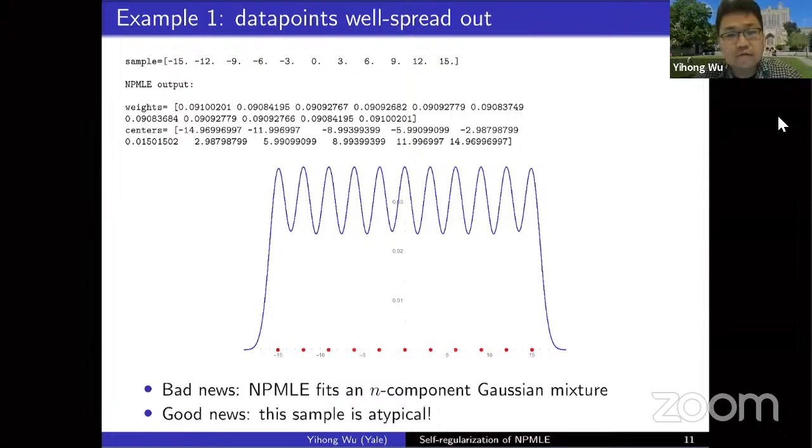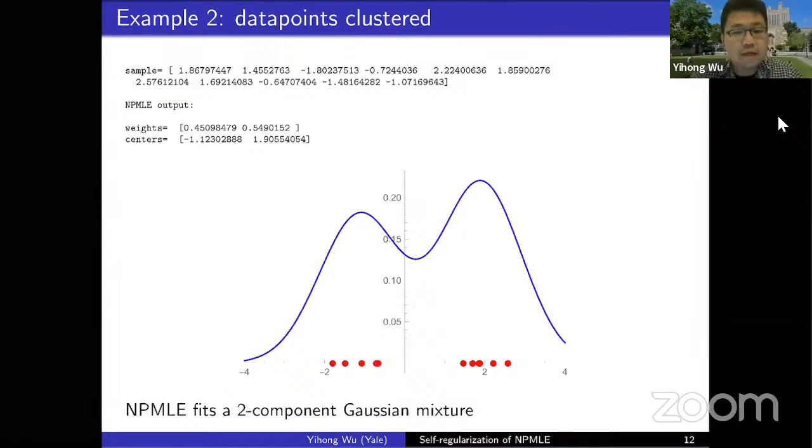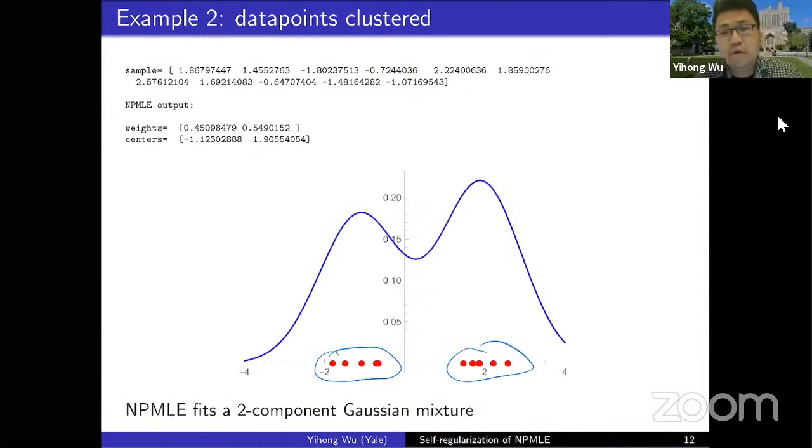So what is a typical configuration of points that you observe? Here is the same sample size, 11 as before, and these are samples I randomly drew from a 2-component mixture of Gaussians. If you feed these numbers into the NPMLE solver, it returns two centers now. This is the center, and these are the weights, and the blue one is the fitted density. So in this case, it actually fits a 2-component mixture of Gaussians. It reflects the observation of these red dots, even though the sample size is much bigger than 2. So this gives us some hope of proving this. This is what people already observe in practice, and we're trying to explain it in theory as well.